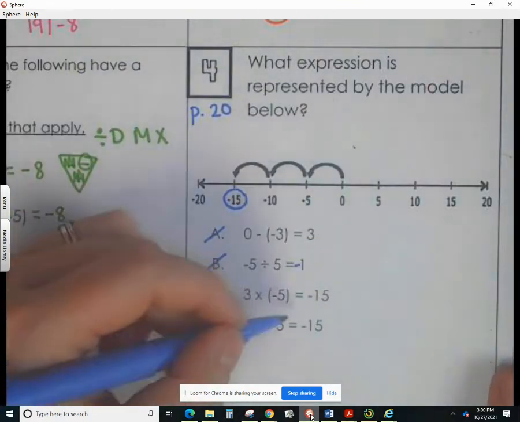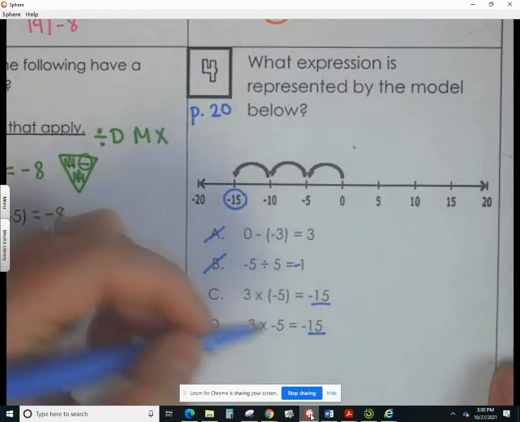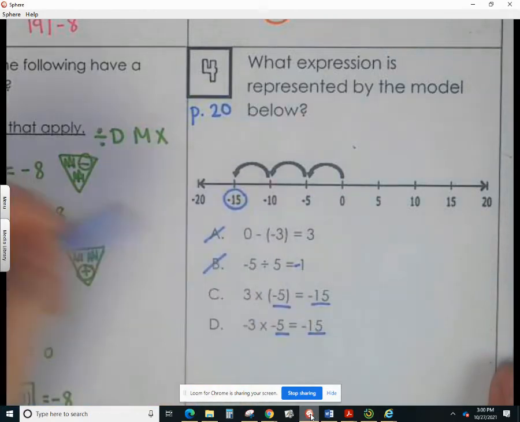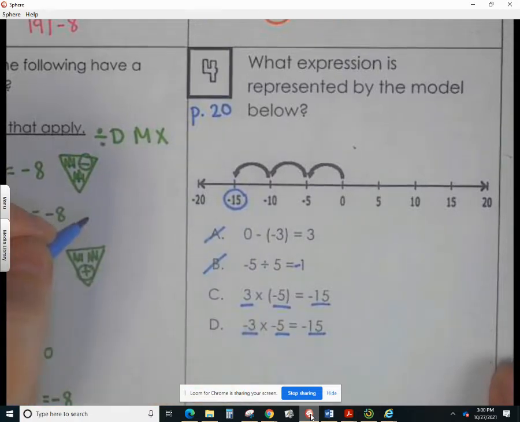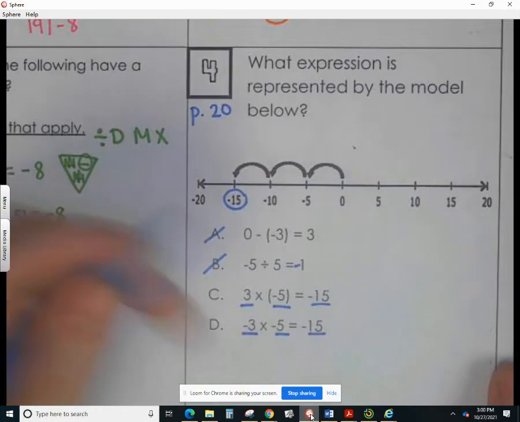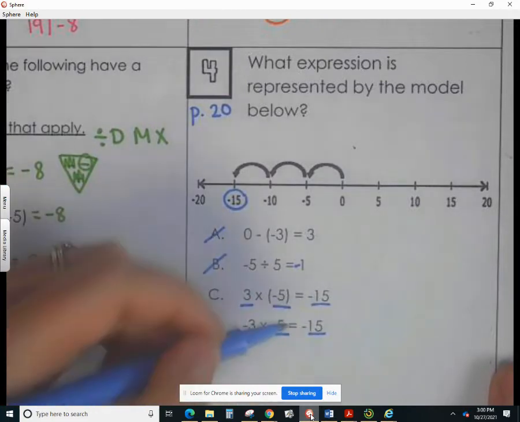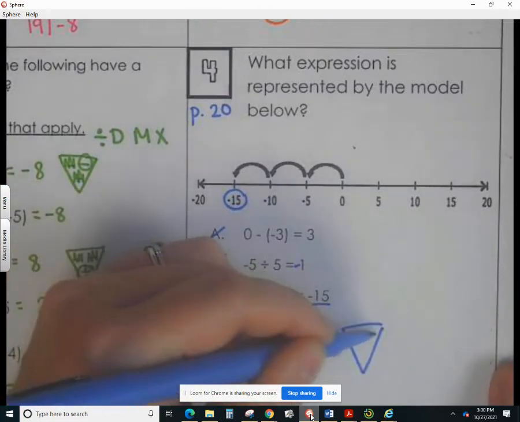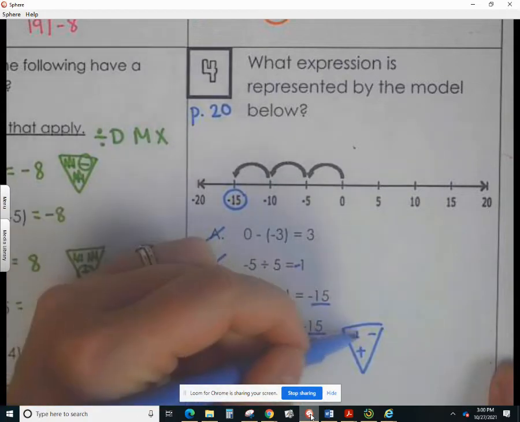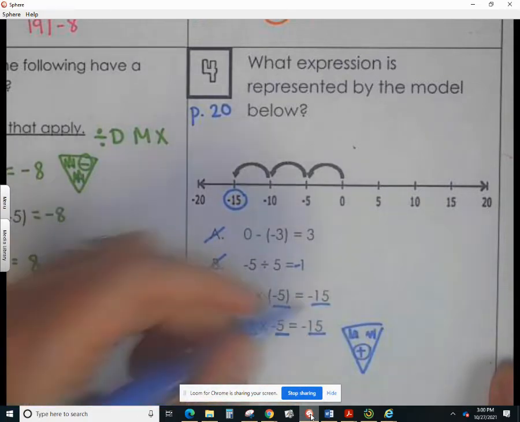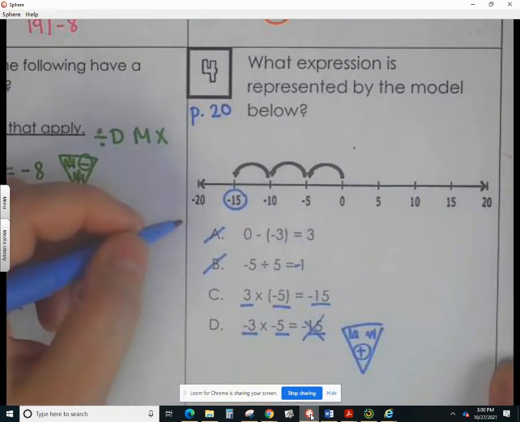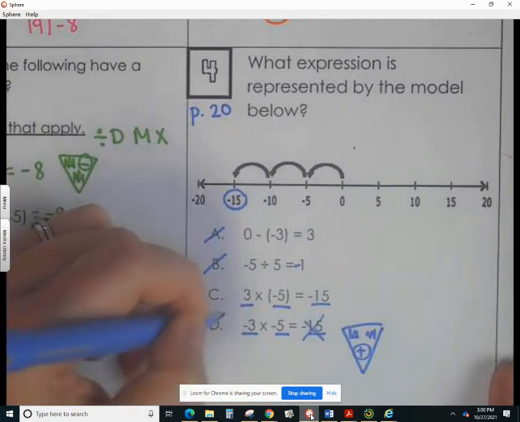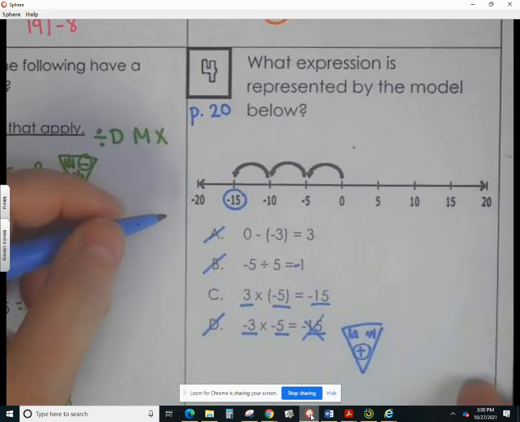So if we look at the differences here, they both have the same answer. They both are multiplying something times negative 5. The difference is one is 3 times negative 5, and one is negative 3 times negative 5. So the first thing I noticed on D is that, again, Dorito Man tells me that a negative times a negative is actually positive. So this shouldn't even be negative 15. So even if that was what was being modeled, I wouldn't choose that answer because that's not correct.